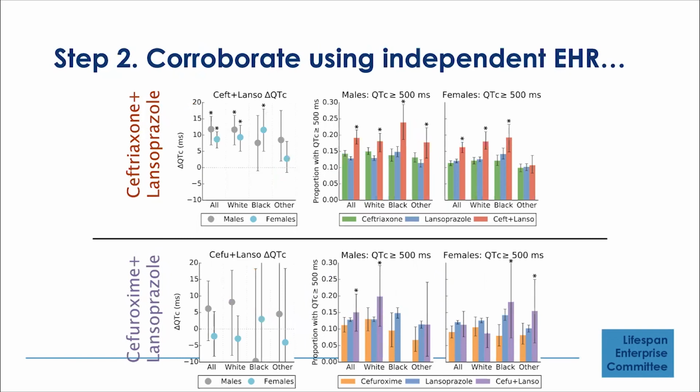Then we go to the independent analysis in the electronic health records. What we found there was that patients exposed to the combination of ceftriaxone and lansoprazole had 10 millisecond longer QT intervals than patients who were exposed to just one of the drugs, an effect that we did not see in the combination of cefuroxime and lansoprazole. In addition, we see a significant proportion of patients have dangerously long QT intervals over 500 milliseconds that would raise concern for this potential tachycardia to develop.